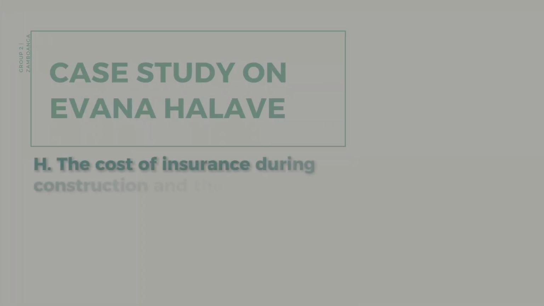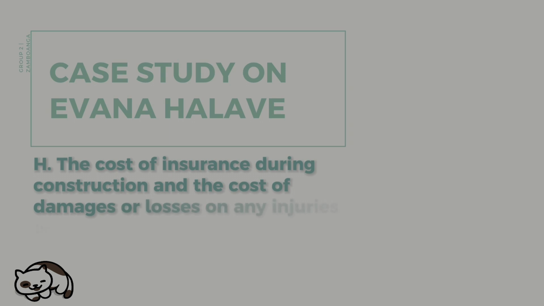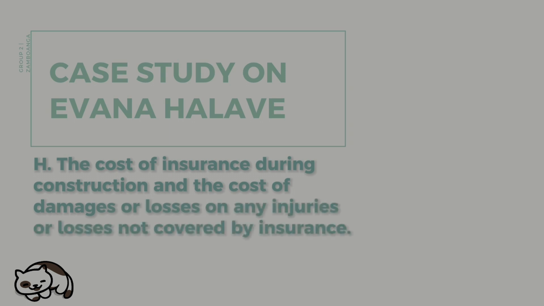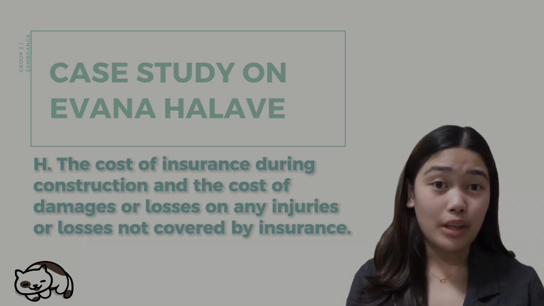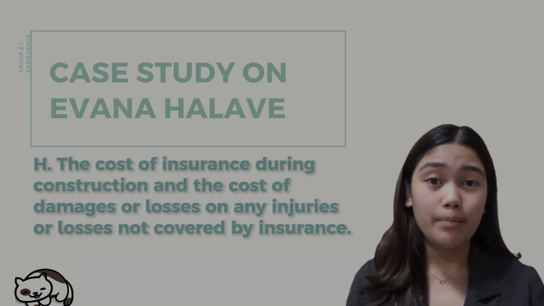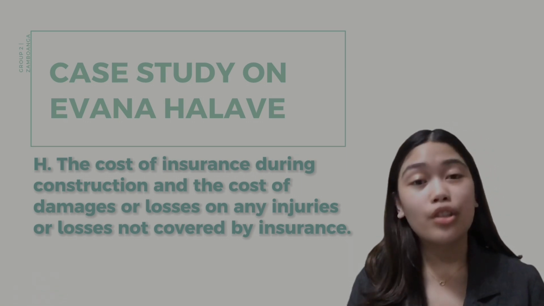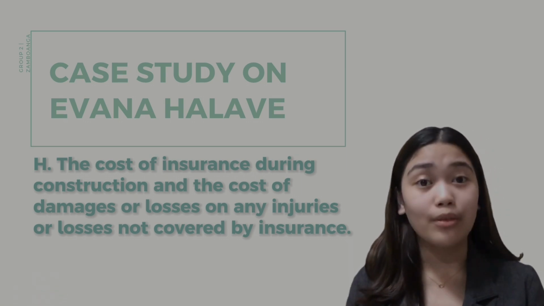The cost of insurance during construction and the cost of damages or losses on any injuries or losses not covered by insurance. Last for question number 1. At the end of any accounting period, the number of insurance premiums that remain prepaid should be reported in the current asset account.